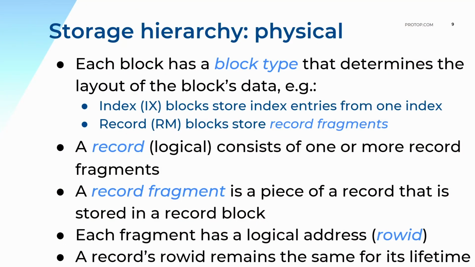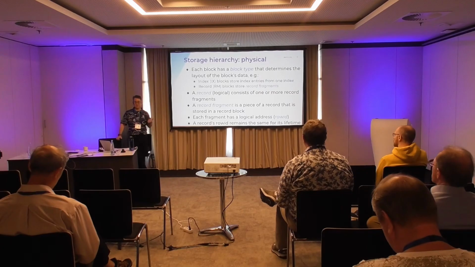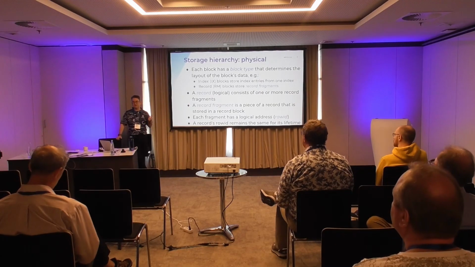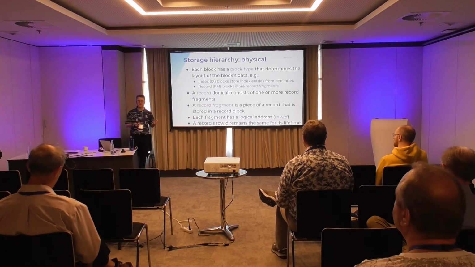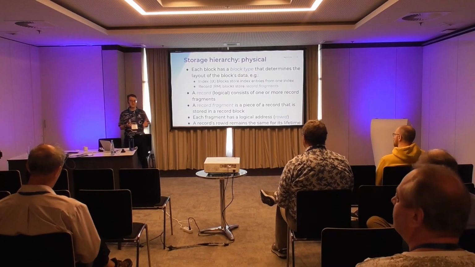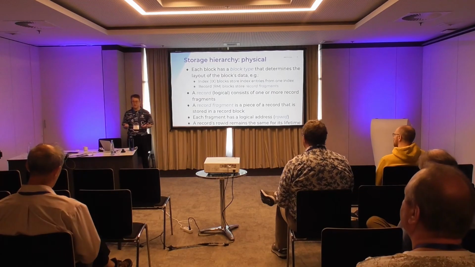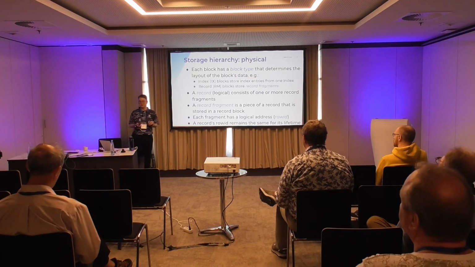Every block has an attribute called a block type, and that determines what type of data is stored in there and what the layout and structure is within that block. So for example, index blocks or IX blocks store index entries. An index entry comprises some metadata plus a key value and the row ID or row IDs of the associated records. And record or RM blocks store record fragments. Note I didn't say records. So records are a logical structure that exists in, say, a record buffer in a client or a server, whereas record fragments are pieces of records that get stored in record blocks.